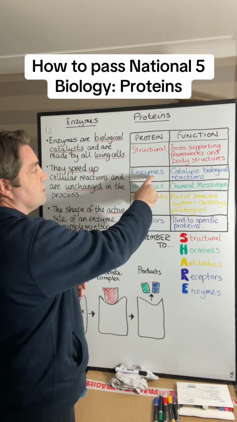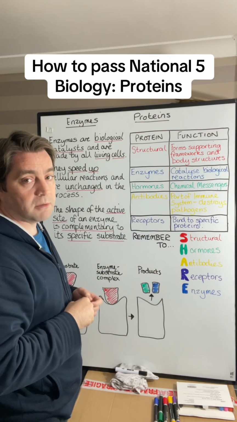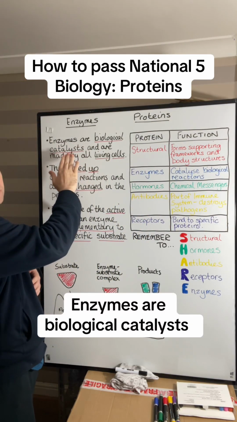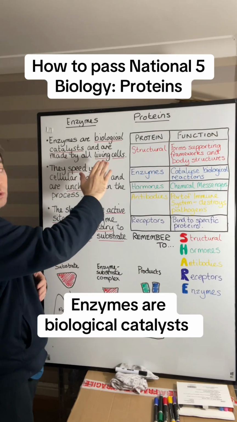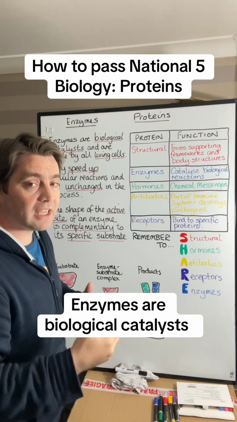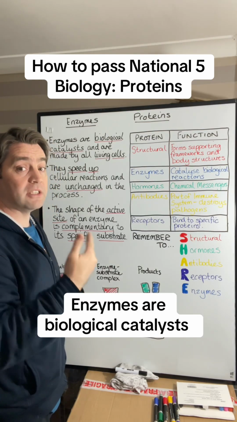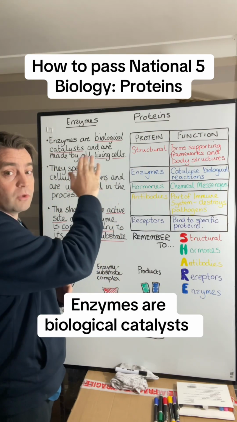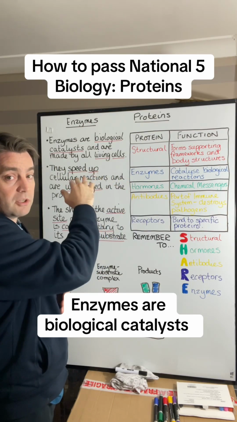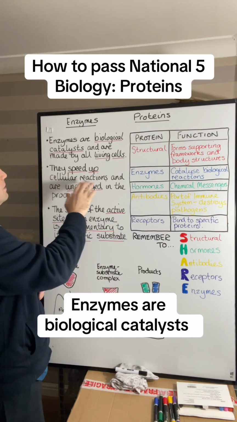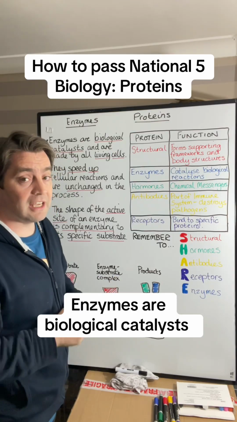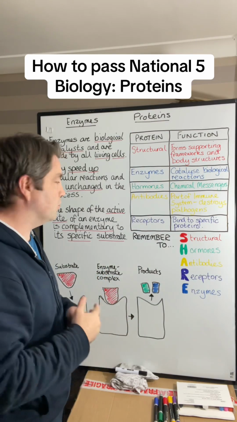Now we're going to be focusing on this topic on one of these proteins in particular, and that is the enzymes. Now enzymes are biological catalysts, and they are made by all living cells. You might have learned about catalysts in chemistry before. A catalyst is a substance which speeds up a reaction. Now a biological catalyst is simply something which is found in a living cell which speeds up a reaction. So they speed up cellular reactions and they're unchanged in the process, just like any catalyst. Again, you might have studied this in chemistry if you also do that.